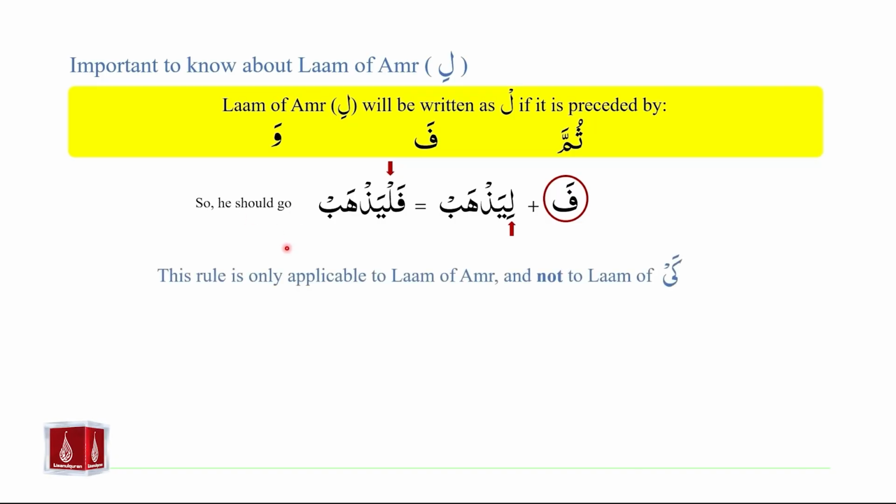Please note that this rule is only applicable to laam of amr and it is not applicable to the laam of kai. We have the example of yanzuru. Yanzuru is third person fi'il mudari. So this gives us a clue already that yanzuru being third person, we can use laam-e-amr with yanzuru. Next, yanzuru is fi'il mudari marfu. Yanzuru can be translated as he sees or he will see.